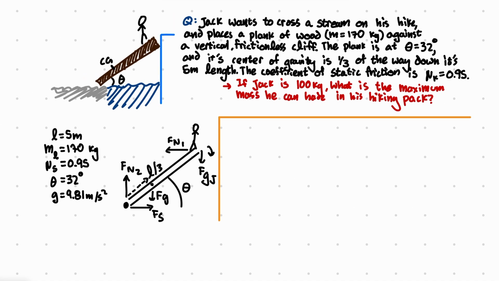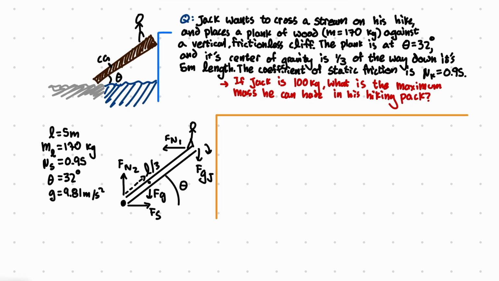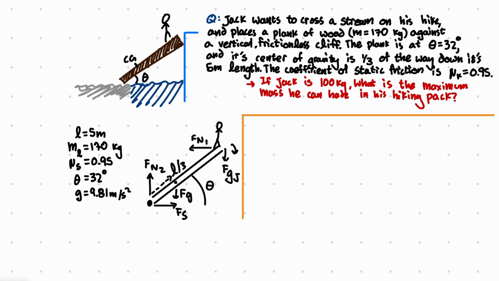So our question is: Jack wants to cross a stream on his hike and places a plank of wood, the mass of which is 170 kilograms, against a vertical frictionless cliff over here. The plank is at theta equals 32 degrees, and its center of gravity is 1/3 of the way down its 5-meter length. And the coefficient of static friction here is mu s equals 0.95. Now, if Jack is 100 kilograms, what is the maximum mass he can have in his hiking pack?